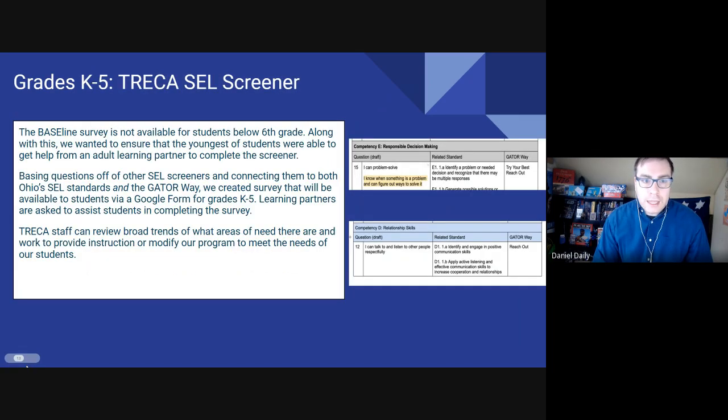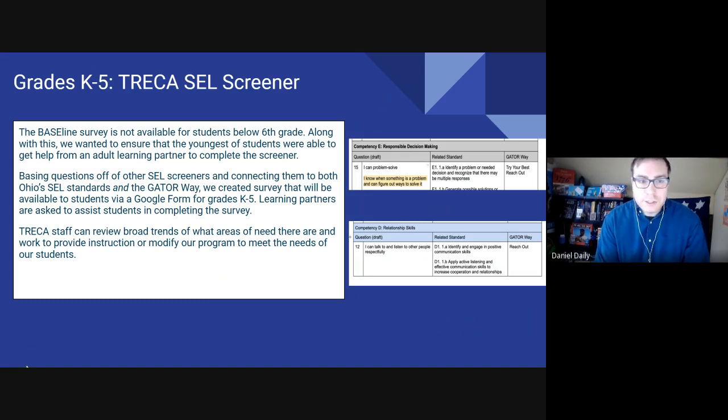For our K through 5 students, Baseline was not actually available for K through 5. Along with this, we really wanted to ensure that our youngest students were able to get help from their learning partners to complete the screener. This is kindergarten through 5th grade. So you're going to have students at that grade level who have a very varied understanding of emotions or even navigating a screener technically. So what we went about doing is we based questions off of other SEL screeners and connected them to our Ohio SEL standards and our new PBIS initiative, the Gator Way.